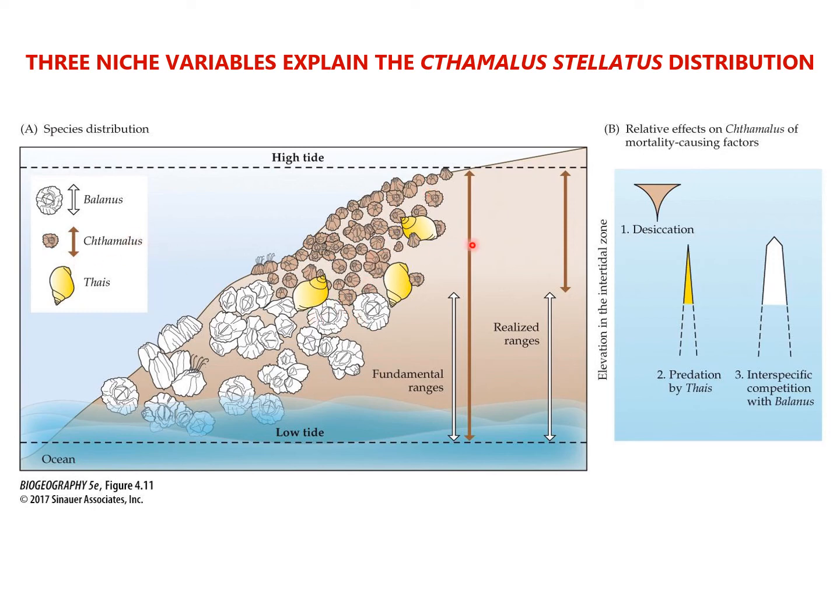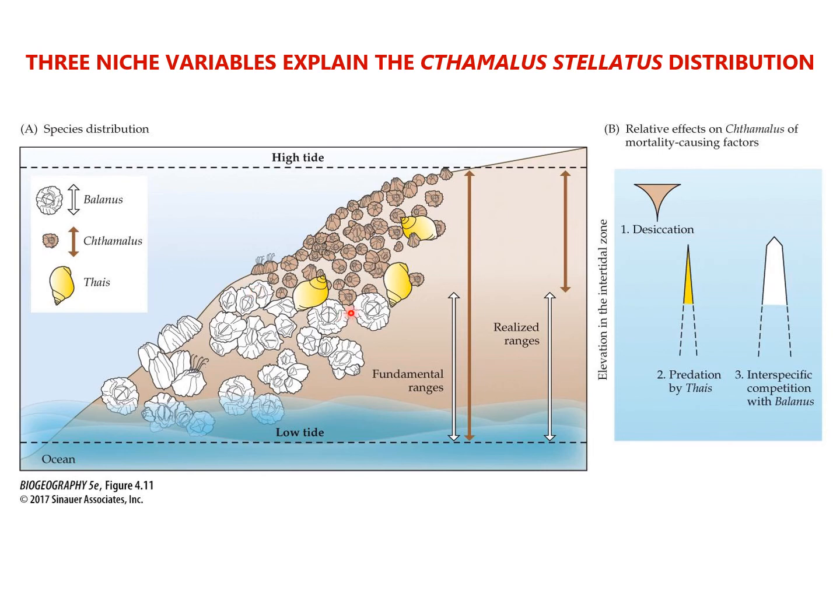Now, it's worth noting the arrow you see here is the fundamental niche of Thamylus. If Balanus didn't exist at all, if they just removed it like they did to test it, then the Thamylus would expand. So the fundamental range for Thamylus is the whole shore here. Balanus didn't extend up, for a number of reasons, so its fundamental range was basically where it is. Its realized niche and fundamental niche are essentially the same. But this was the first example to very clearly show how the ecological niche could work in real life.